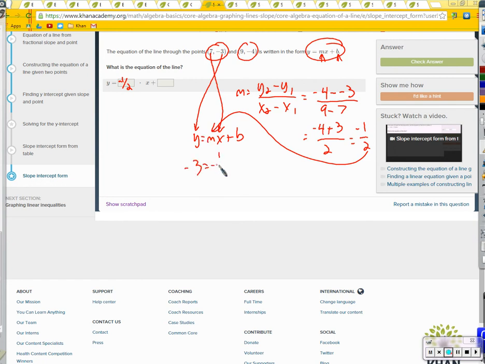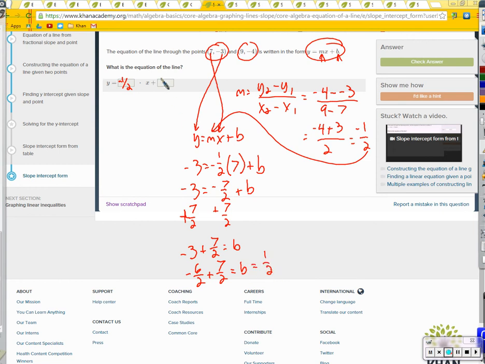So I can write negative 1 half times 7 plus b, and now I can use this to solve for b. So negative 3 equals negative 7 halves plus b. Add 7 halves to both sides. Negative 3 plus 7 halves equals b. I'll make that negative 6 halves plus 7 halves equals b, and b is 1 half. If you get 2 points, you can solve for the slope and then plug a point in with that slope and find the y-intercept.